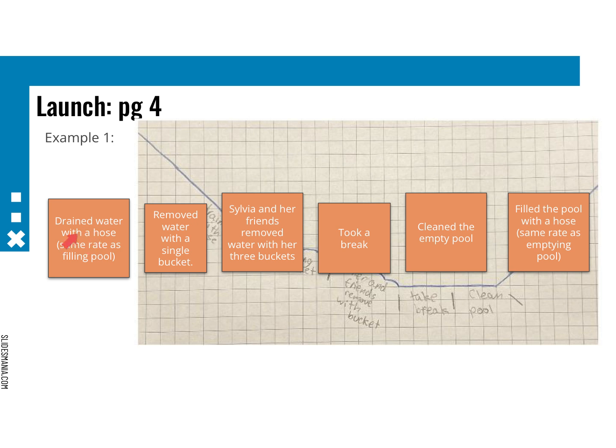So she drained out the water with the hose. She removed water with a single bucket. Sylvia and her friends then used buckets. She took a break, she cleaned the pool, and then she filled up the pool with a hose at the same rate as emptying the pool. So this is one order that we can do.